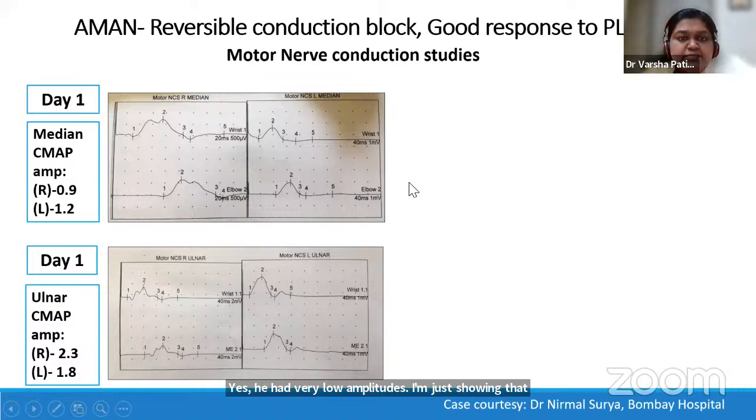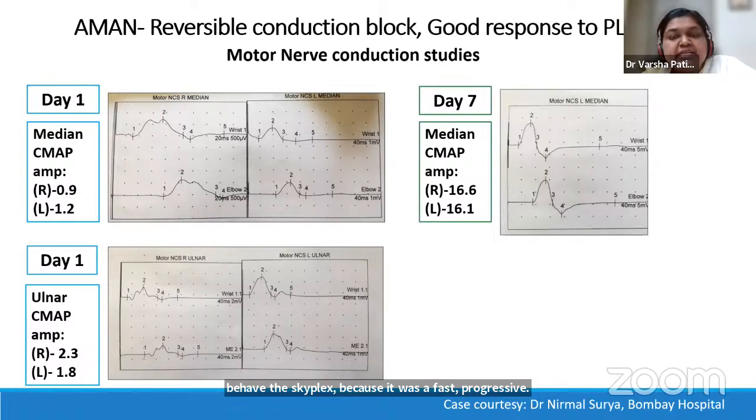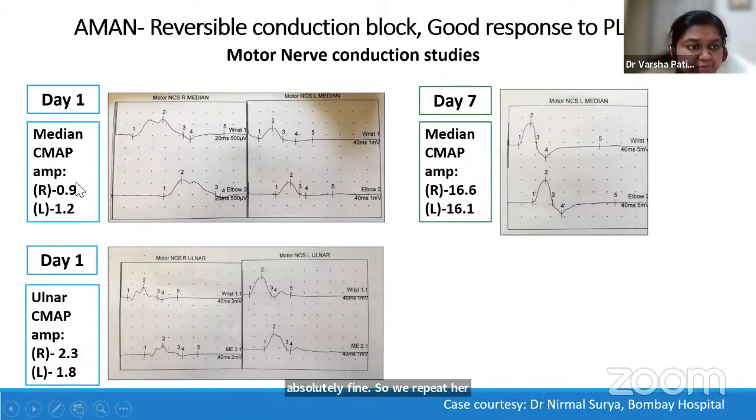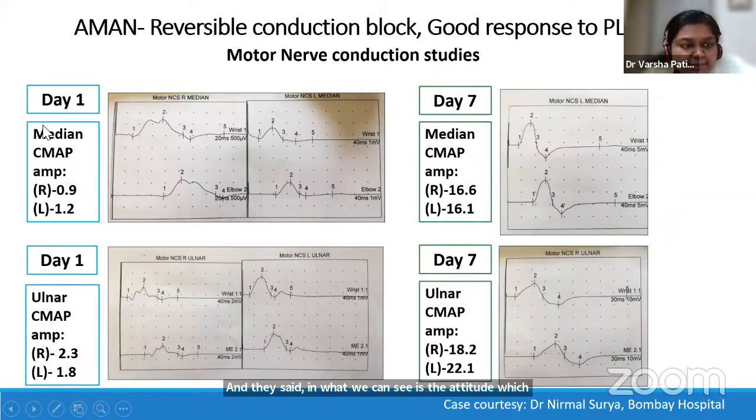We gave this guy IVIG because it was a fast progressive disease. Second cycle of IVIG, he started walking. By the fifth cycle, he was absolutely fine. So he repeated his conductions. And on day 7, what we can see is the amplitude, which was so low, jumped up to normalization, both in ulnar and median nerves. So this was probably a case of reversible conduction failure.